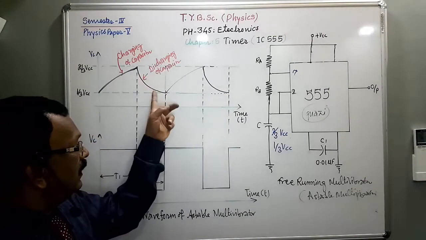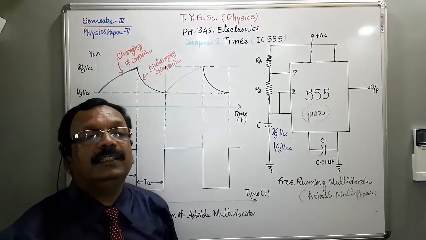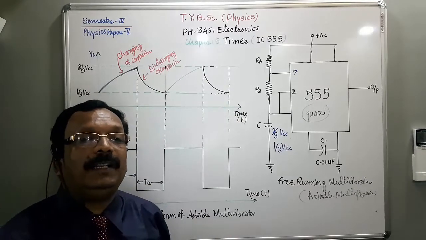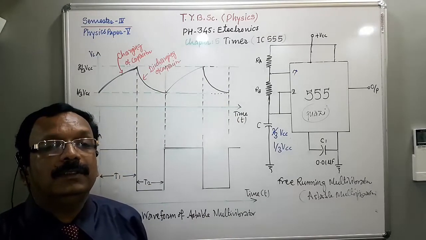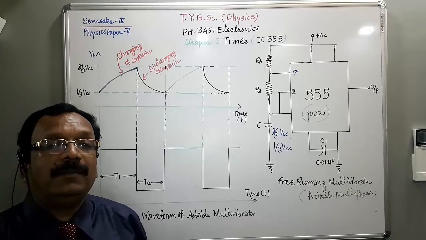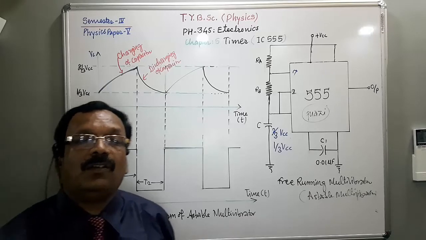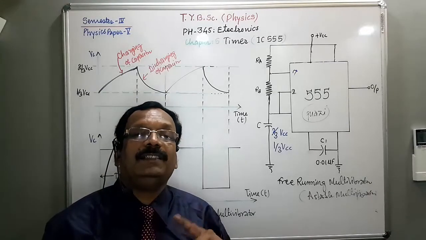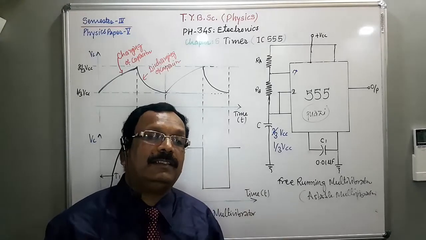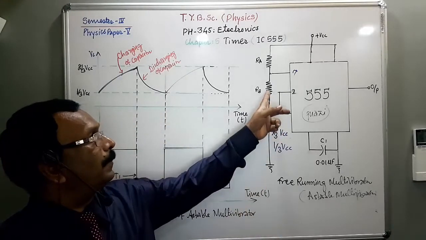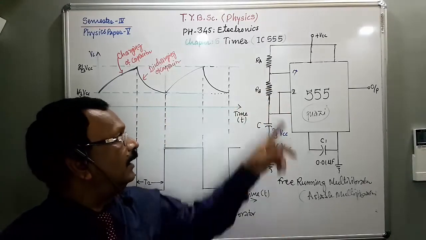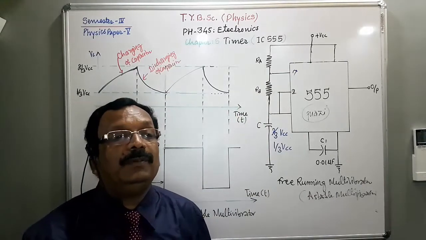This charging and discharging goes on repeating continuously. At that time the transistor keeps switching on and off, and the capacitor charges, then discharges, charges, discharges, charging through RA and RB, and discharging through RB only.